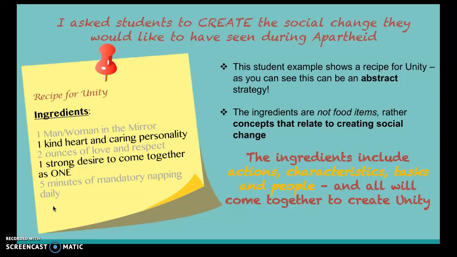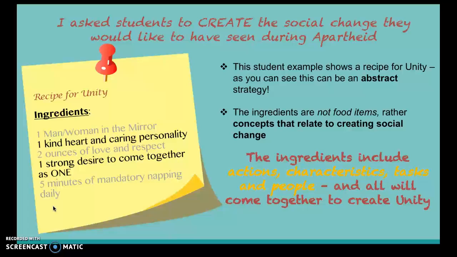One student chose to do a recipe for unity, and I really love that one of his ingredients was one man or woman in the mirror. I thought that was pretty strong, just for showing that deep thought. And then a kind heart and caring personality, and then you can read the rest of the ingredients. They listed those ingredients because they knew that that would be what we would really need to see a change in the world. And those were pretty head-on ingredients for creating that positive change in the world.